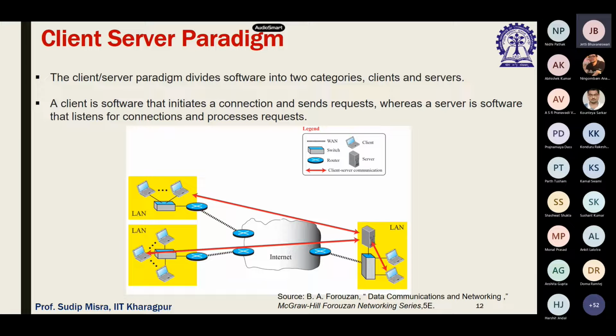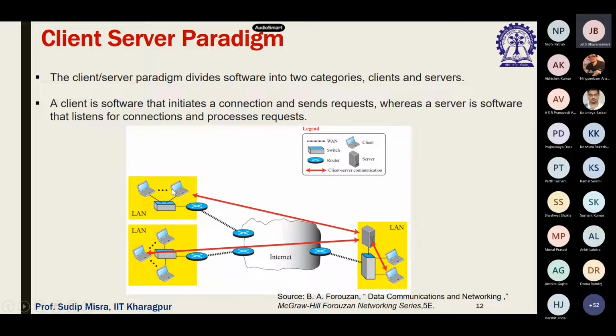So client means, just the dictionary meaning of the term, a kind of software which requests something, and the server is the one which will process the request. I think this is something you already know by now, but this client server paradigm is a very popular paradigm used in the internet. There is also something called peer to peer, which I will tell you a little later.